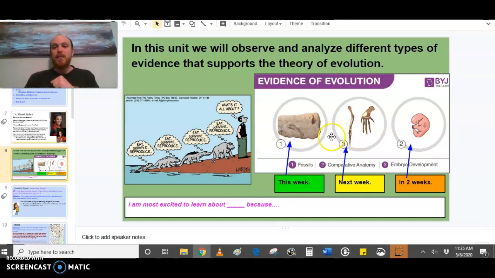Next week we're going to start looking at comparative anatomy. That means comparing like wings and hands of different animals. And then we'll look at embryos in 2 weeks.